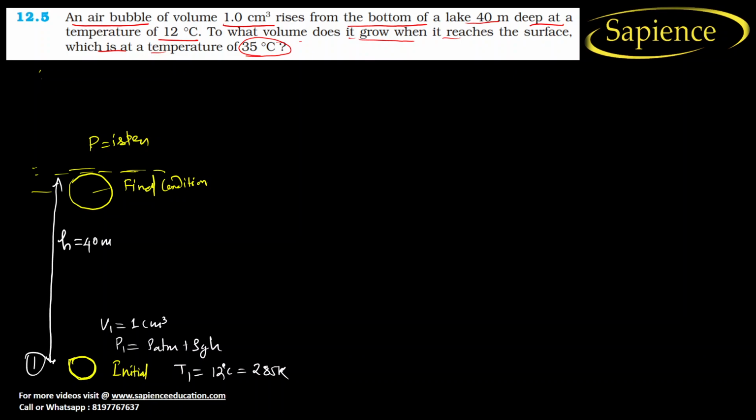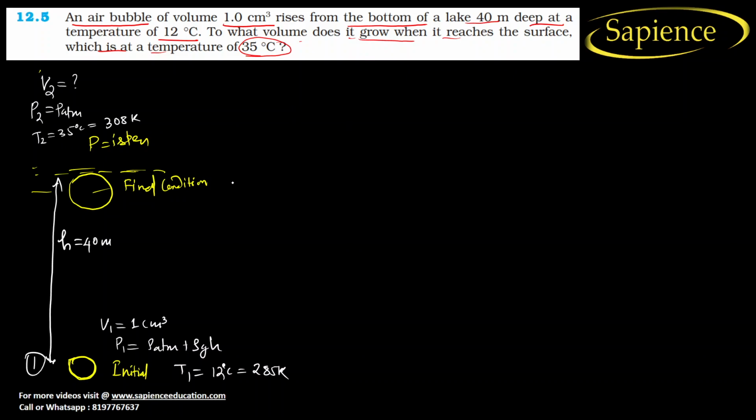Now let us check condition 2. Here we have V2, which we want. The pressure P2 is equal to P atmospheric, and the temperature T2 is equal to 35 degrees Celsius. If we add 273, we will get 308 Kelvin. So we have got the initial and final conditions.